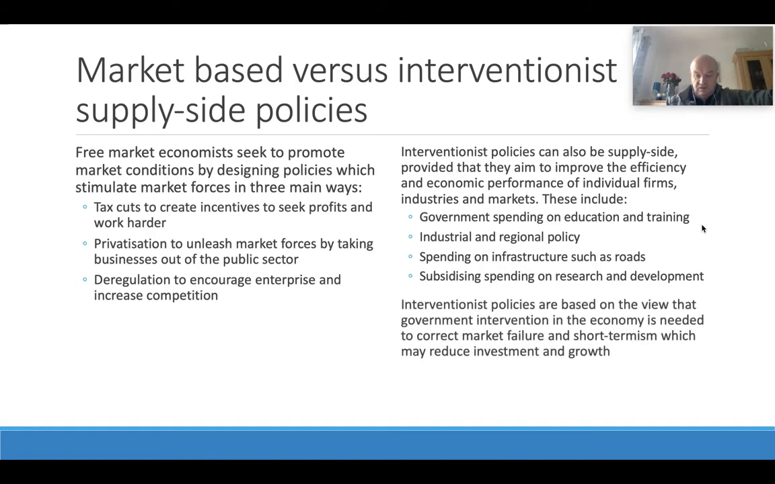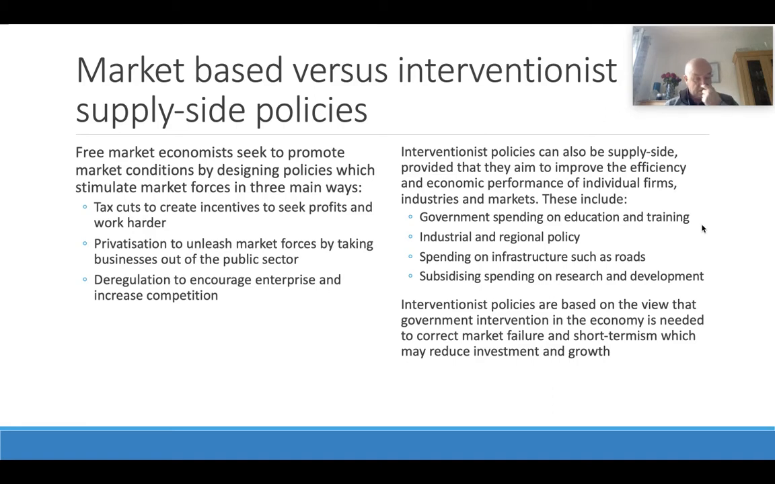So in most instances, as we said, interventionist policies tend to be based on the view that government intervention in the economy is needed to correct market failure, and in some cases the short-termism view that some businesses who are very profit-driven will take, particularly publicly limited companies, where there is the issue of profits in order to generate share price and dividends, which in some cases might mean that short-term views are taken rather than a long-term view, and that clearly could in effect reduce both investment and growth.